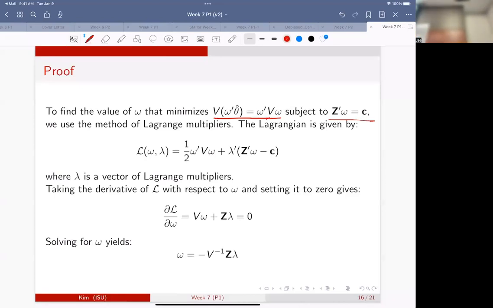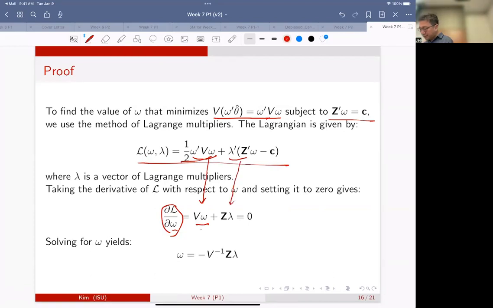Minimize omega prime V omega subject to c prime omega equal to c. So then we can use Lagrange multiplier, and then take the partial derivative with respect to omega. But omega is a vector, a column vector. So then this one becomes this, and originally this is quadratic. V is symmetric, so you can get this one, and this one you can get a transpose.